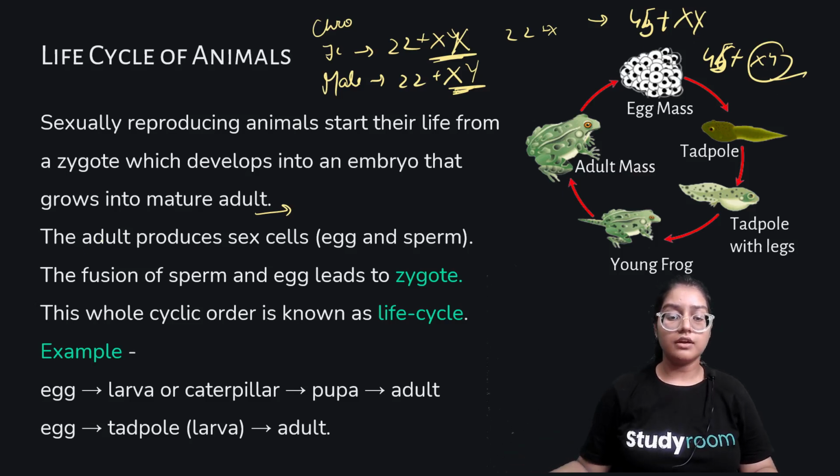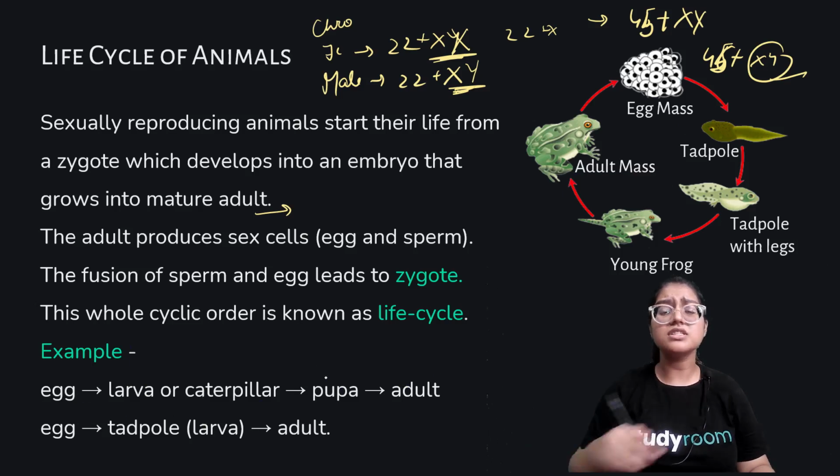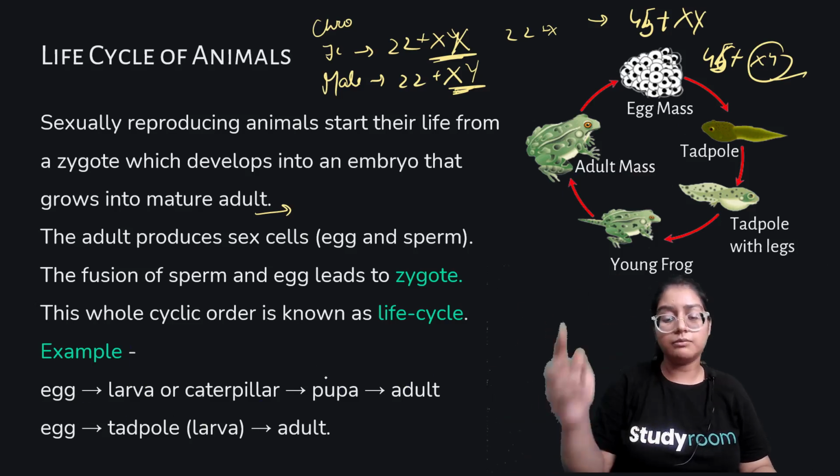After developing into an adult, the organism produces sex cells, egg and sperm. The fusion of the sperm and egg leads to a zygote, and it's a cyclic process. The zygote leads to adults, which develop sex organs and make zygotes further. So this is a life cycle. For example, egg to larva or caterpillar to pupa to adult, then egg to tadpole, then to adult. This is a very cyclic process.